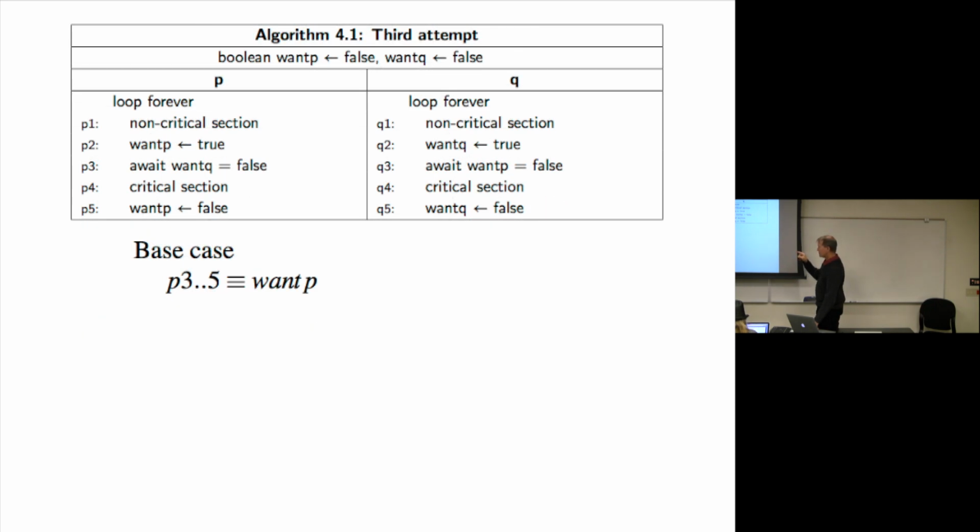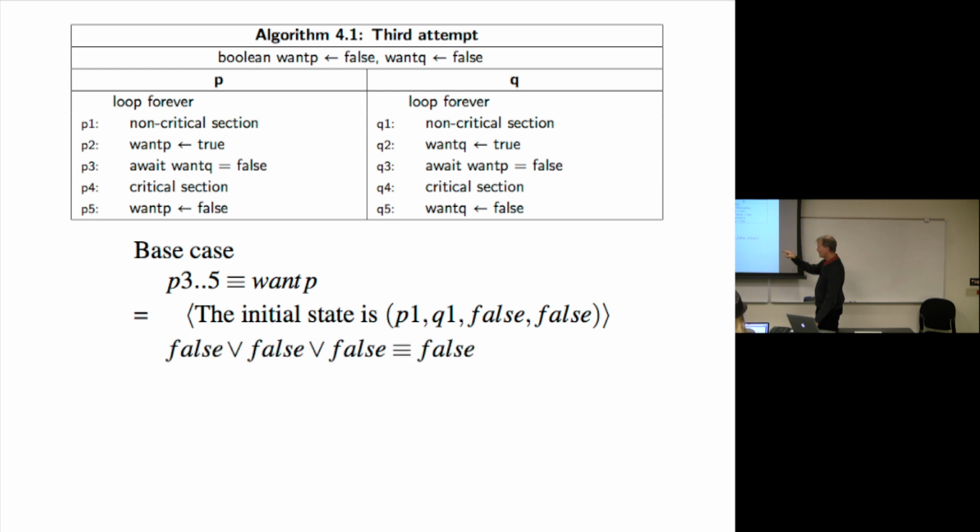So if you want to prove that in the base case, what you know is the initial state is P1, Q1, false, false. So therefore P3.. is false. But also wantP is false. So we have false or false or false equals false. P3 is false because it cannot be executed next, because P1 is.